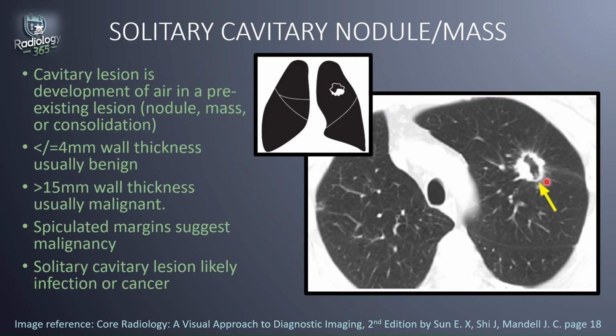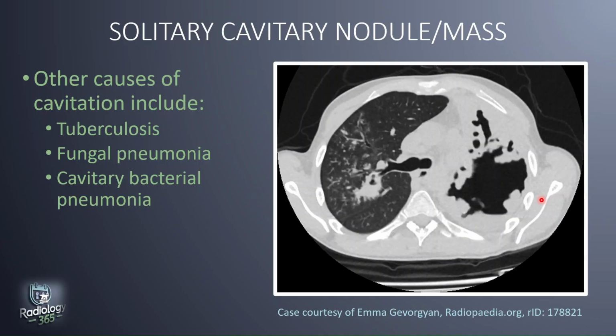So this axial CT shows a single spiculated cavitary lesion in the left upper lobe. This was a case of squamous cell carcinoma. Other causes of cavitation include tuberculosis, fungal pneumonia, cavitary bacterial pneumonia.